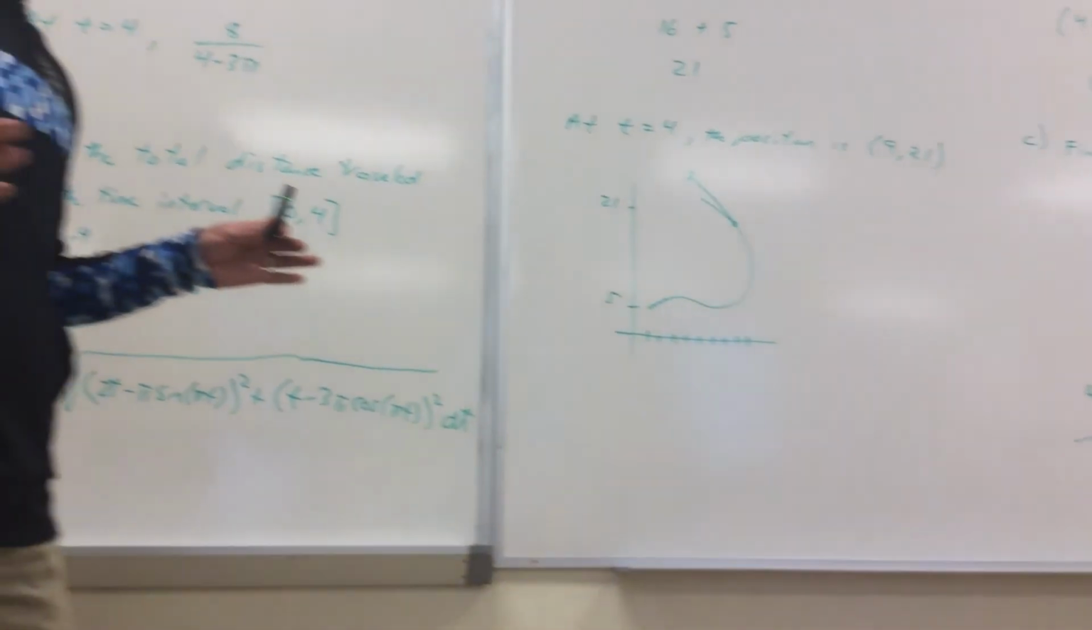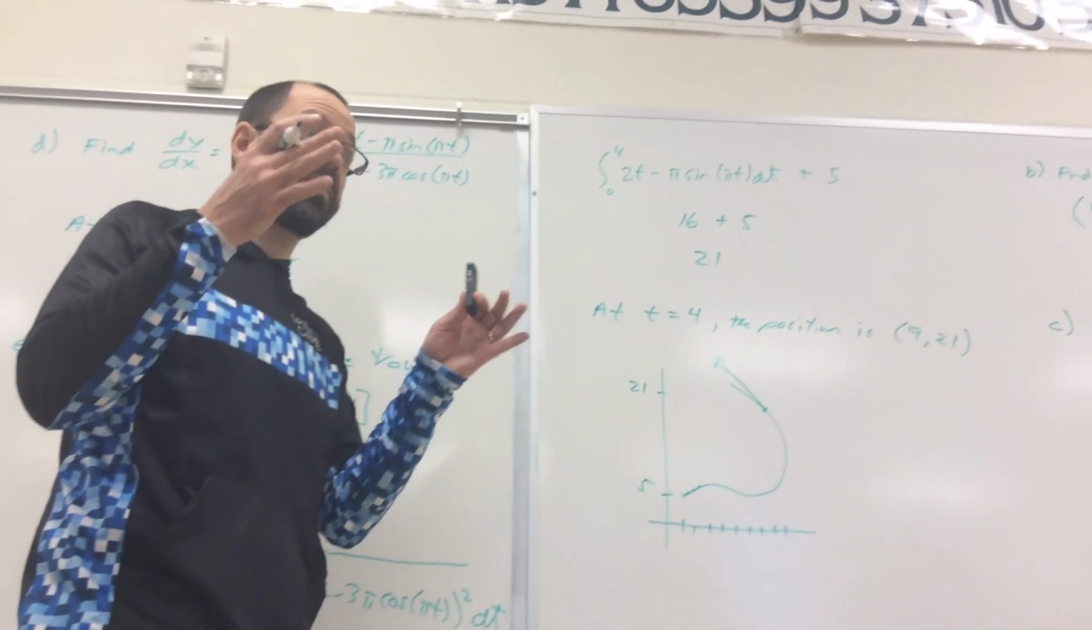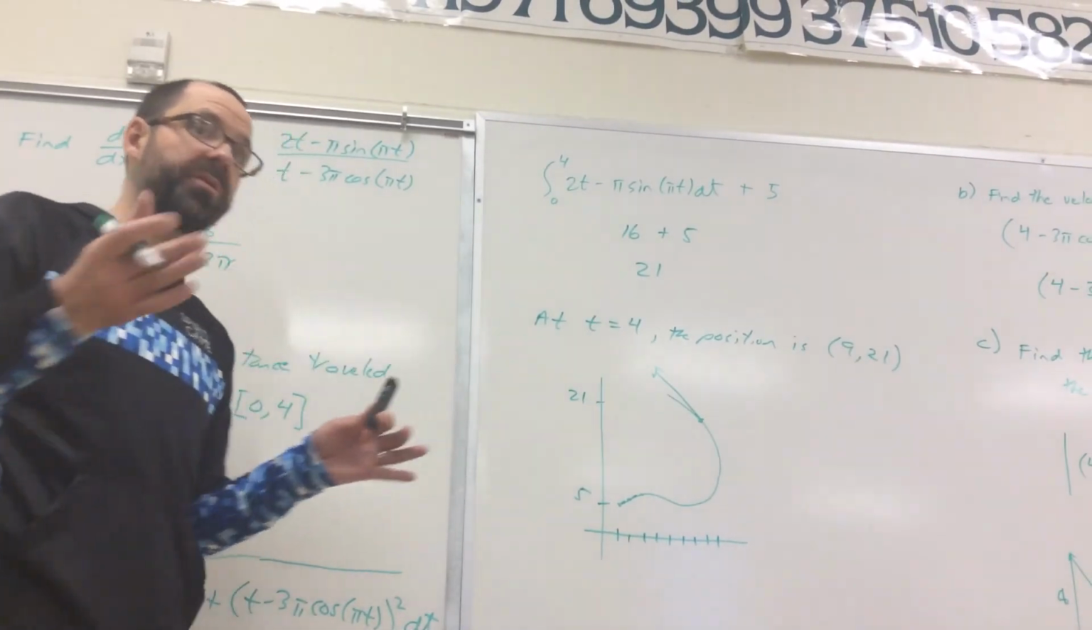Same thing in the one-dimensional case. You're taking the absolute value of the velocity because that's speed. If you integrate speed, you get total distance traveled.